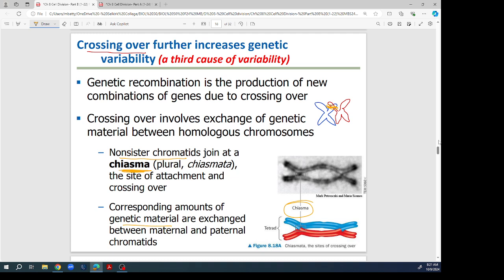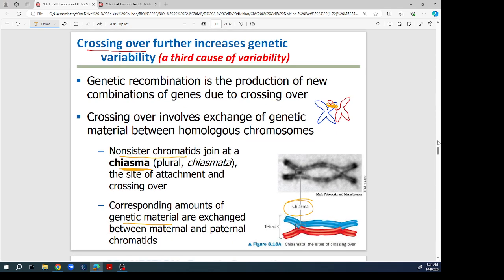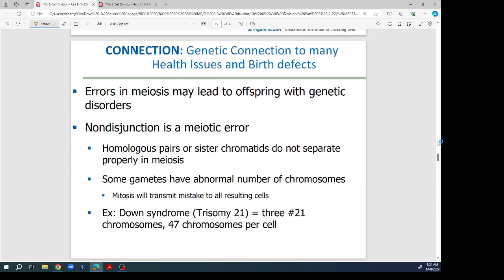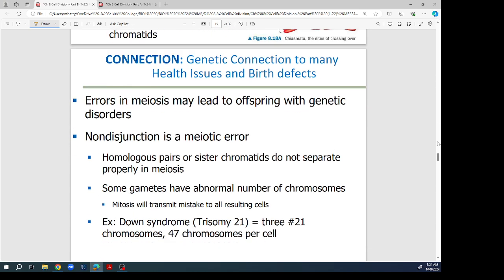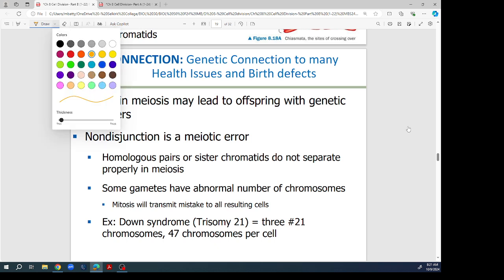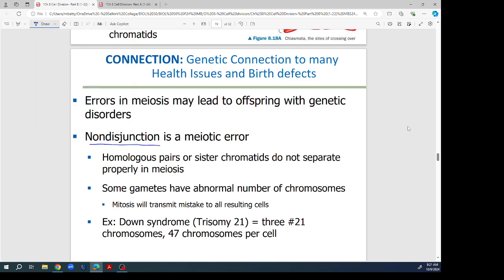So now you don't have a complete maternal and paternal. You have more combinations that are possible to go into those gametes, and this is more genetic variability in sexually reproducing organisms. So understanding the process of meiosis can help understand genetic differences. And so a process that can happen in meiosis is non-disjunction.